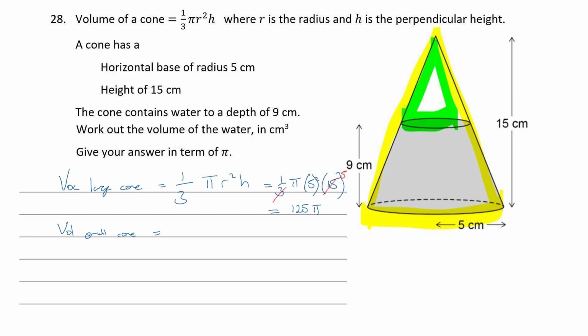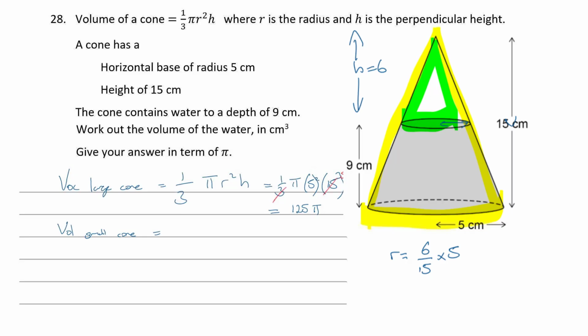Now what we need to do is work out the radius and the height of this cone. Now the height's easy enough. It's the difference between the 9 centimeters and the 15 centimeters. In other words, it's got a height of 6. Now because the large cone and the smaller cone are similar, they have the same angles, etc., all their sides are going to be in the same ratio. So then the radius of the smaller cone is going to be 6/15 of the radius of the larger cone.